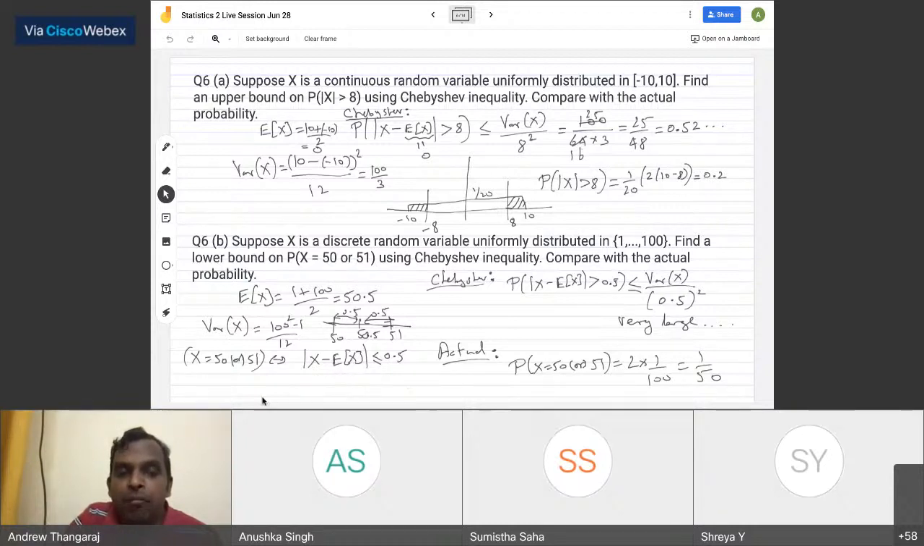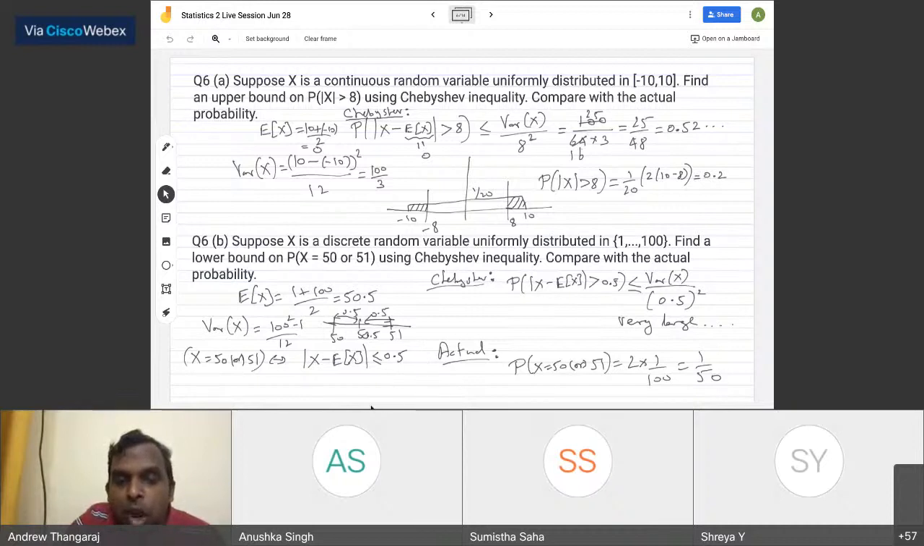That's 50.5. And variance of X will turn out to be 100 squared minus 1 by 12. Okay, so these two we have found. So notice this: X equal to 50 or 51 is the same as an absolute value. Remember, the expected value of X is 50.5.